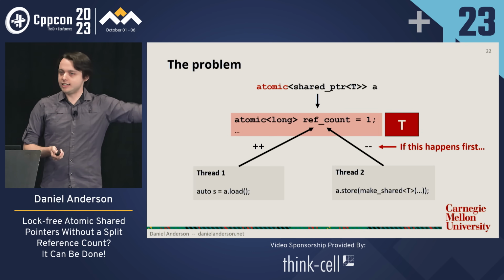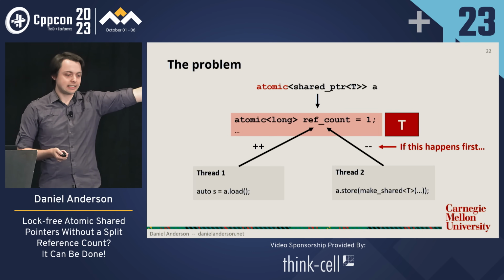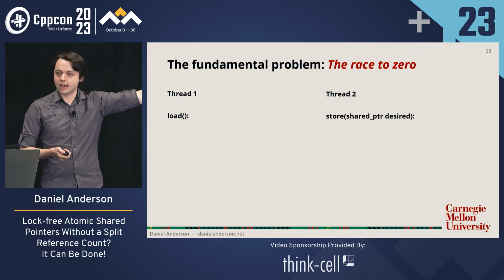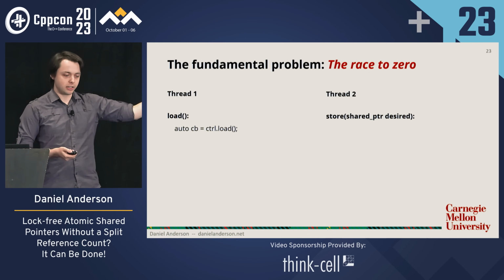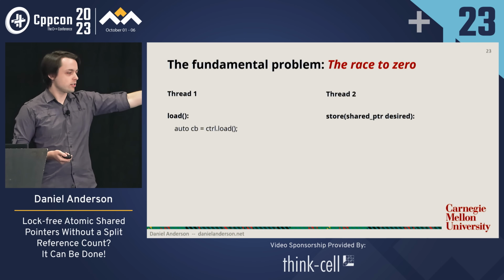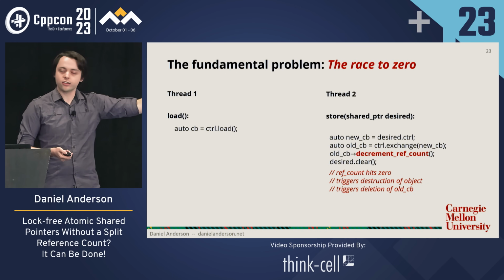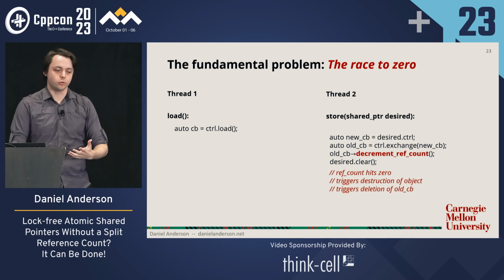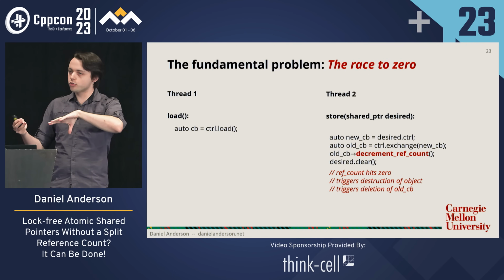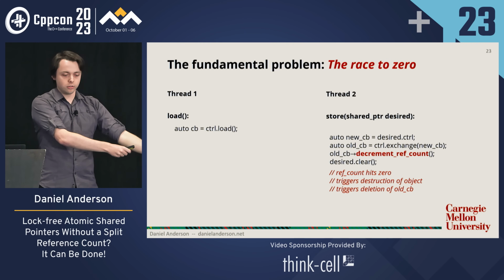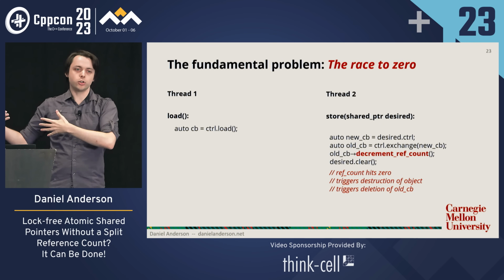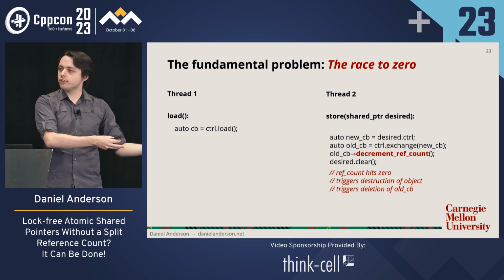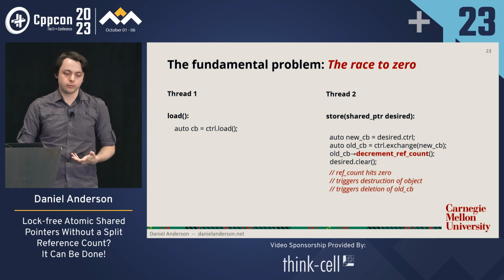And what happens if the decrement happens first? So let's break this down. I call this the race to zero. So thread 1 says, I would like to load, please, so I load the control block pointer. And now thread 1, it's tired or it's hungry, so it goes to the sports bar to grab some lunch. And while it's out, thread 2 comes along and says, okay, I want to do my store. So I'm going to take the desired control block, I'm going to exchange it into the atomic control block, and the thing that I get out, that's what used to be there. So I have to decrement the reference count of what used to be there, since it's not there anymore.